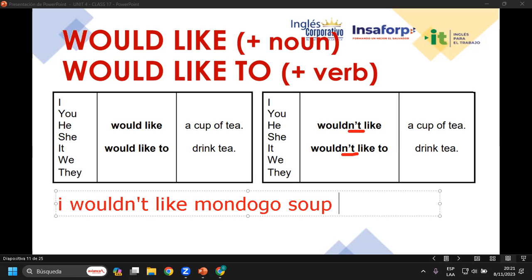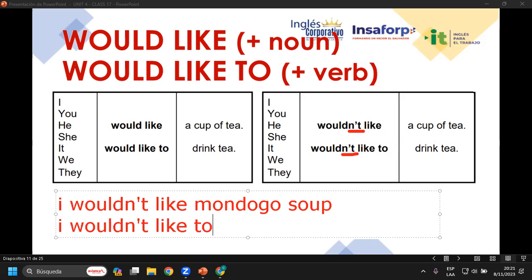I wouldn't like fish. Ahora practiquémoslo con un verbo. Díganme algo que no les gustaría hacer mañana. I wouldn't like to play soccer. Ah, very good. ¿Quién más? Vamos a ver. A ver, ¿qué no les gustaría hacer mañana? I wouldn't like to work. Okay. Y yo iba a decir eso, pero dije, no lo digo. Okay. I wouldn't like to work.